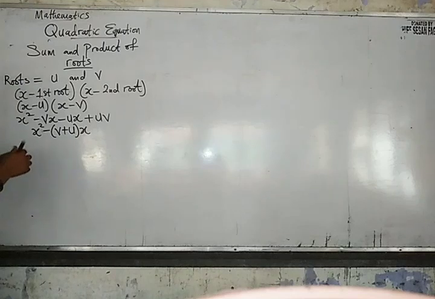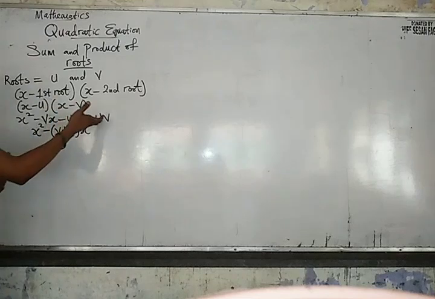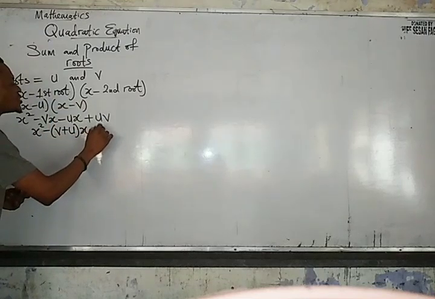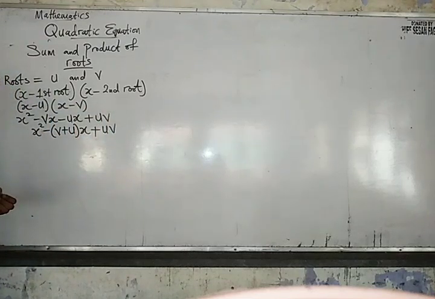How is this so? We factorize. What is common here and common here? We have minus and x. That's why we have the minus and x outside. Then we are left with what? v and u. By the time we multiply minus against minus, we have positive v. By the time we multiply minus u against the minus x, we have positive u. Then finally we have plus uv.